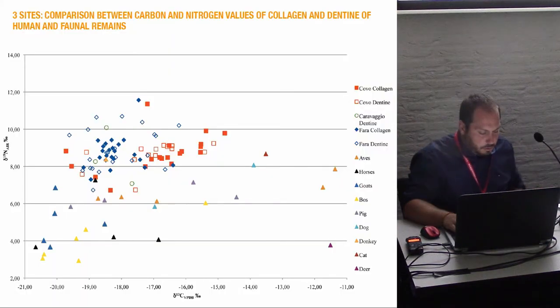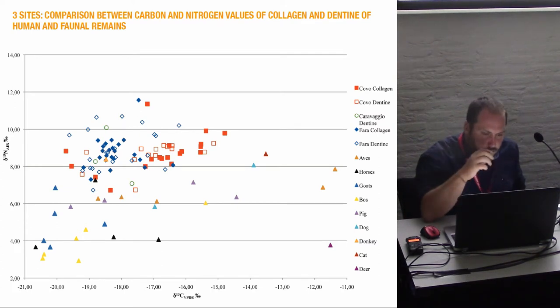About the conclusion, in this slide we also see all the data about the three cemeteries in connection with the fauna remains. And the distinction between the late antique data and the early medieval data is very clear with the fauna remains.